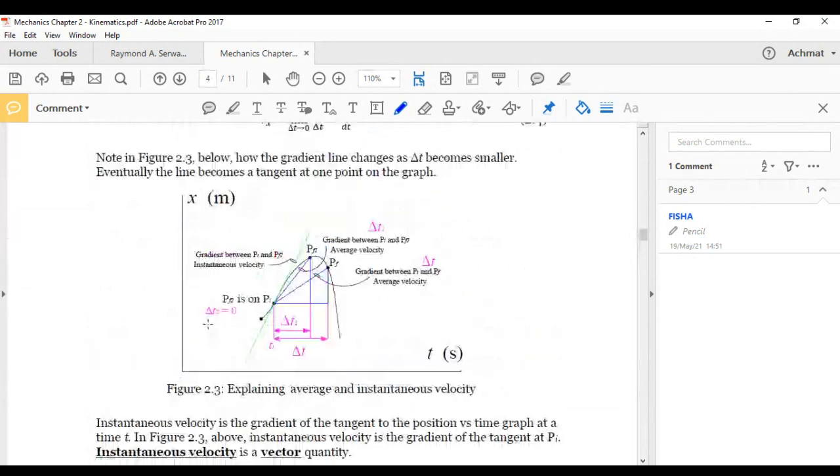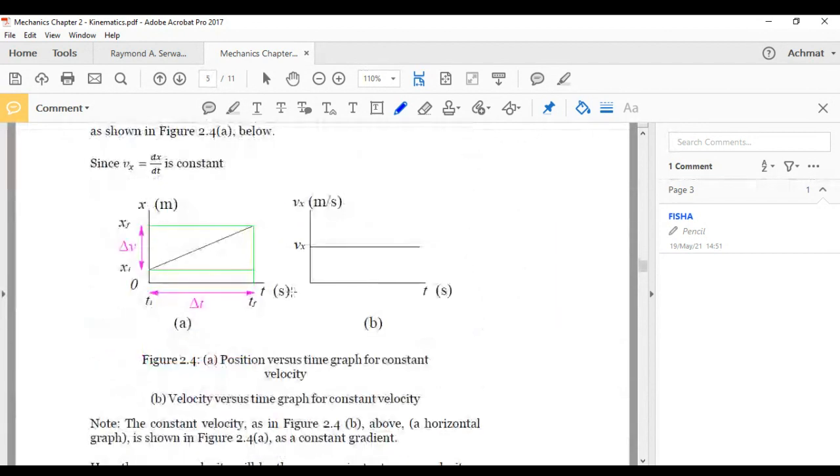Okay, can you remember this one over here? If you had a position versus time graph, can you see that line and the green line? All of them have different gradients, different slopes. So this is definitely not a constant velocity graph, right? This is a changing velocity graph, because the gradient of the position time graph changes.